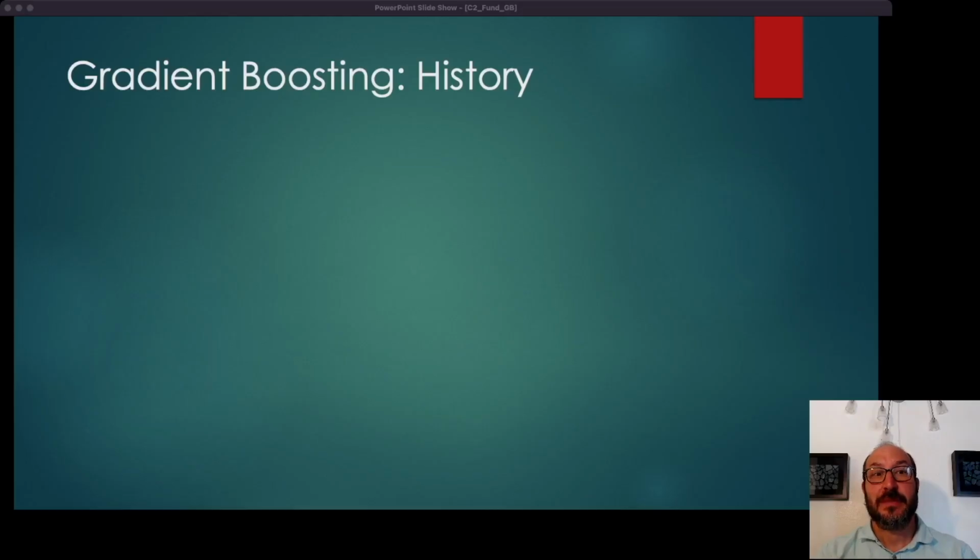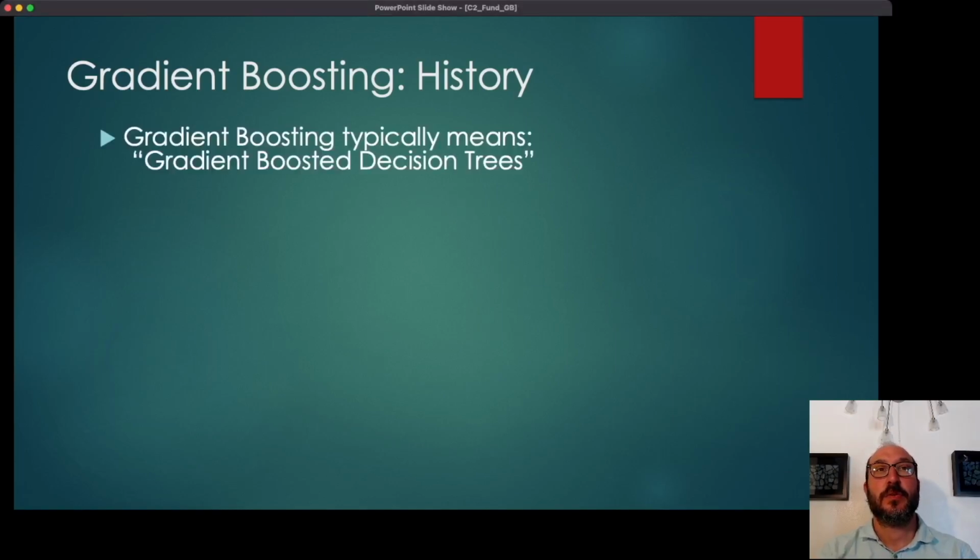Now we're going to start talking about the gradient boosting algorithm itself and really get into the details and explain exactly how it works. To start though, let's give a little bit of history of gradient boosting, to understand where the terminology comes from and how the idea evolved. When we say gradient boosting, nowadays we typically mean gradient boosted decision trees, or perhaps even more accurately, a forest of gradient boosted decision trees. But that takes a long time to say, so we typically just say gradient boosting.